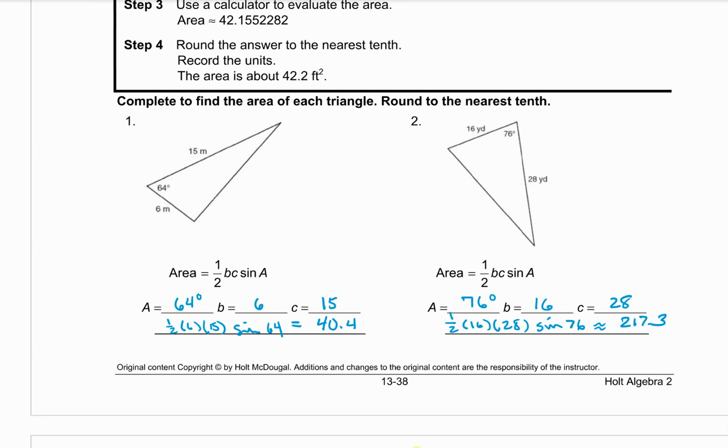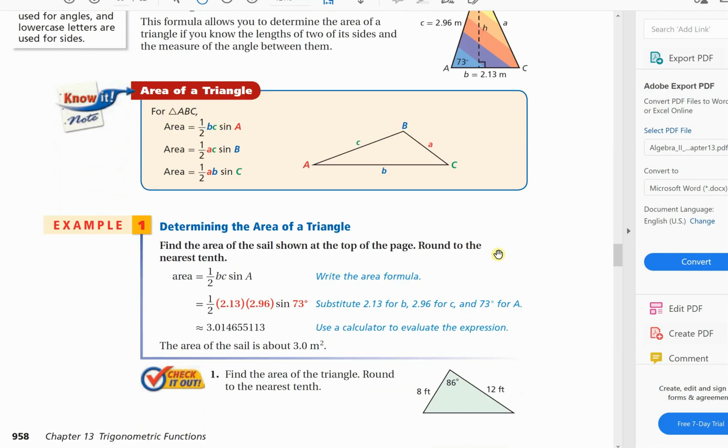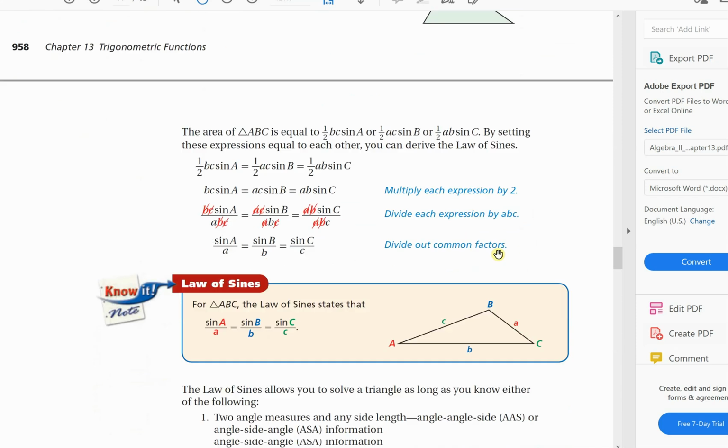And here it's meters squared, here it's yards squared, but that's that. The more important thing here, this isn't even the law of sines. We haven't even gotten to the law of sines yet. The more important thing is this. What is the law of sines?